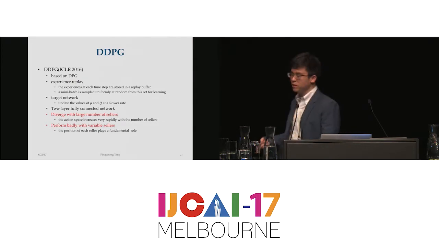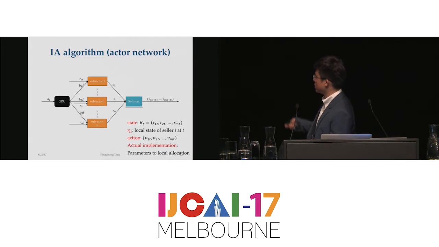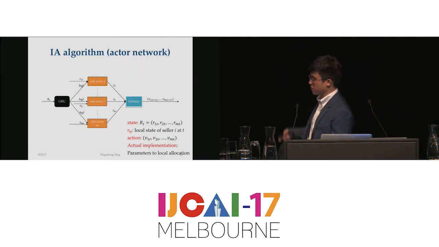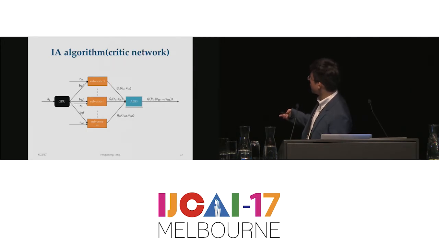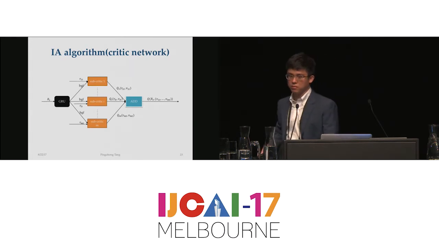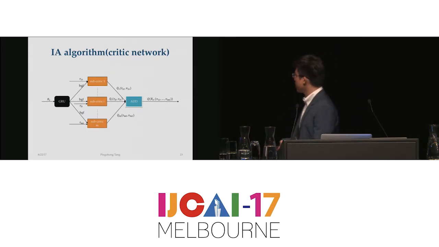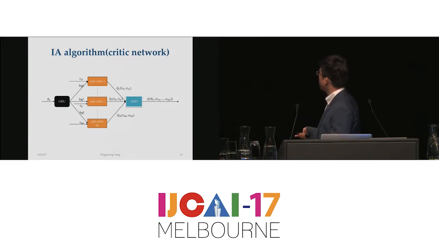We end up with a modification of the DPG algorithm that makes use of the separability of the bids. This algorithm is implemented by an actor network that gives a local allocation for each seller, and also a critic network that updates the Q value for each action by Taobao. So this algorithm iterates between the two networks until it converges. GRU is a recurrent neural network implementation.